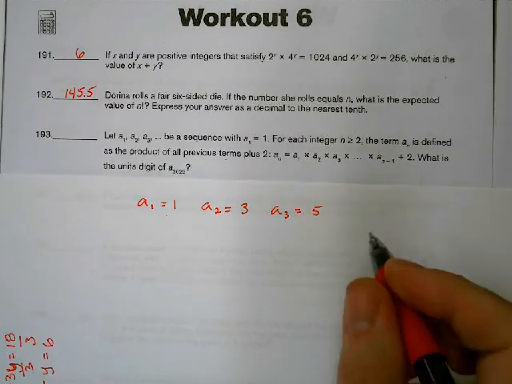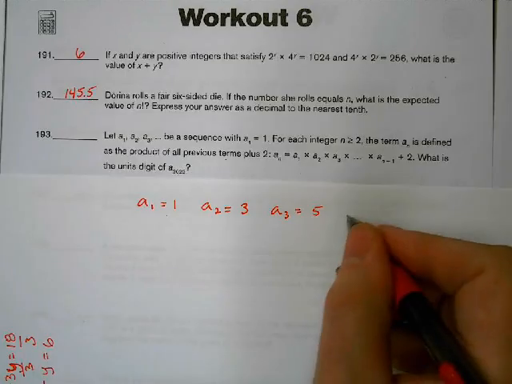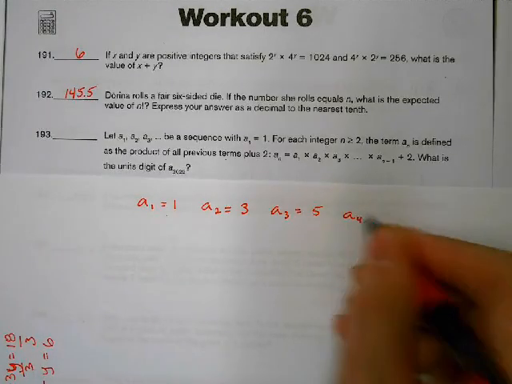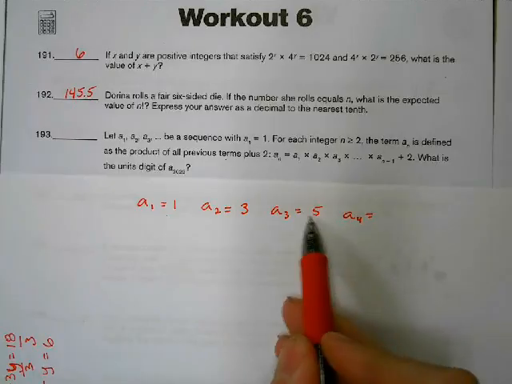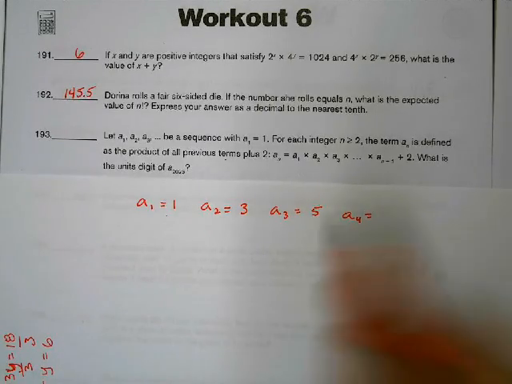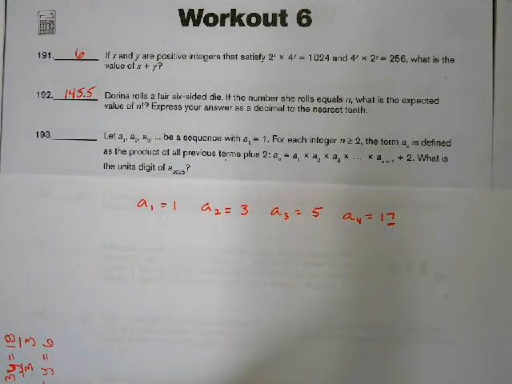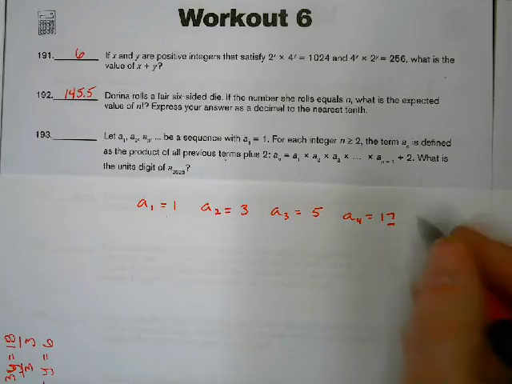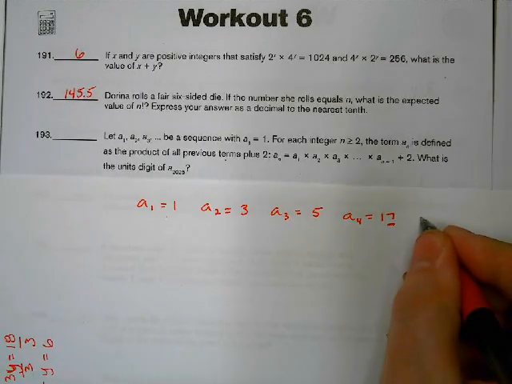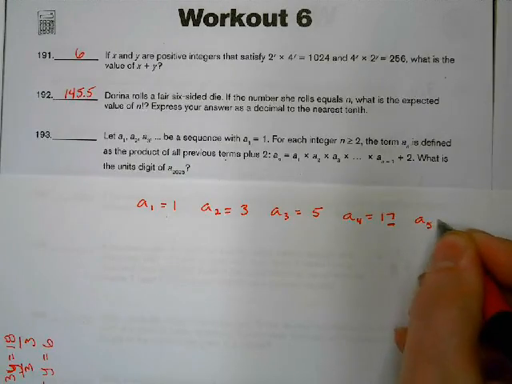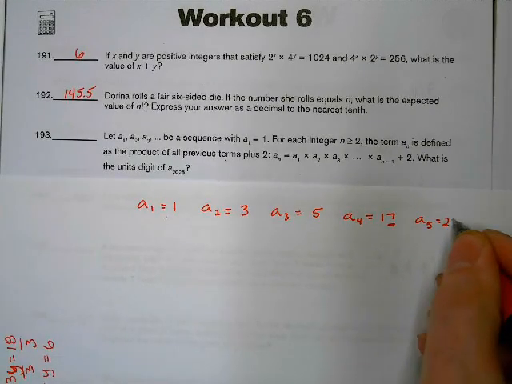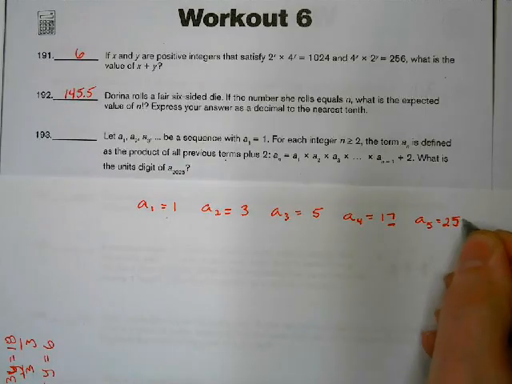The fourth term, we would take the product of all these terms, 15, and add 2. We would get 17. Now we're looking for the units digit. This would be a 7. Now I do 15 times 17, which comes out to 255, and then I would add 2. So the next number would be 257. The units digit is 7.